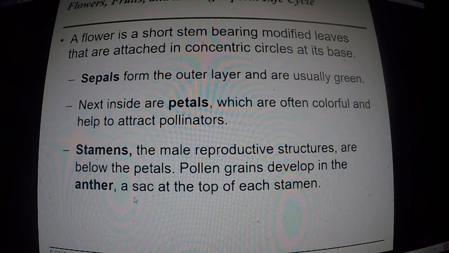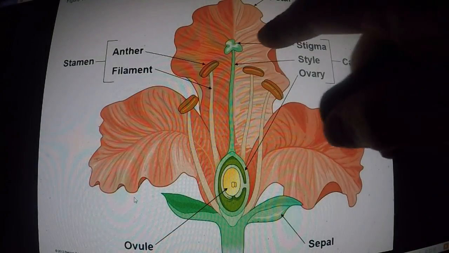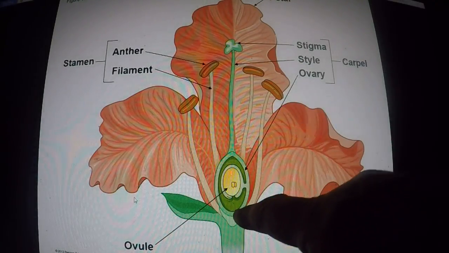pollen grains develop in the anther, a sac at the top of each stamen. Carpels are the female reproductive structure at the center of the flower. It includes the ovary, a protective chamber containing one or more ovules. The sticky tip at the top is called the stigma, which traps the pollen. There's the stigma right there. There's the pollen. There's the ovule.